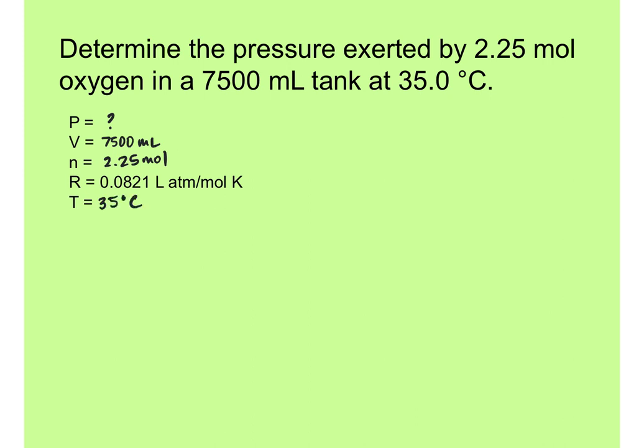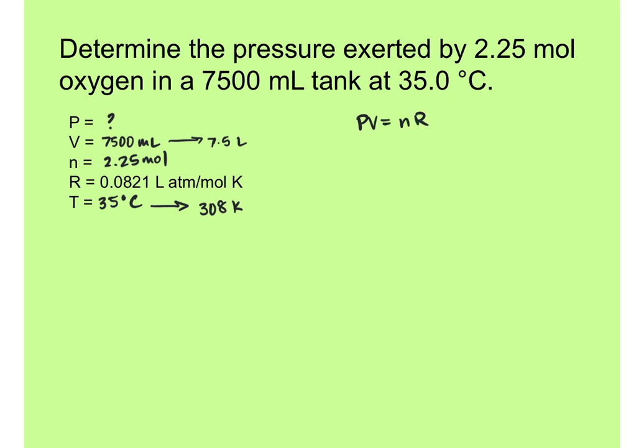So I need to convert milliliters to liters. This becomes 7.5 liters. If you don't know that unit conversion, you might want to refresh that. And then turning Celsius into Kelvin, you add 273. This becomes 308 Kelvin. So now we're ready to plug in.